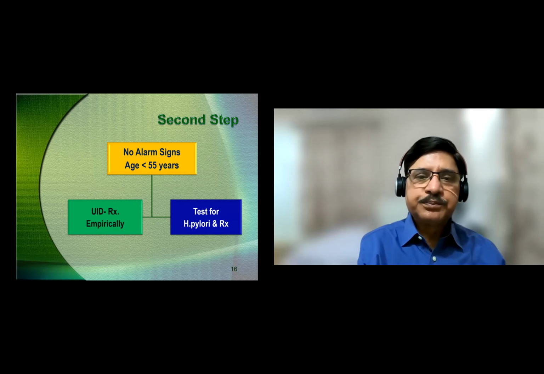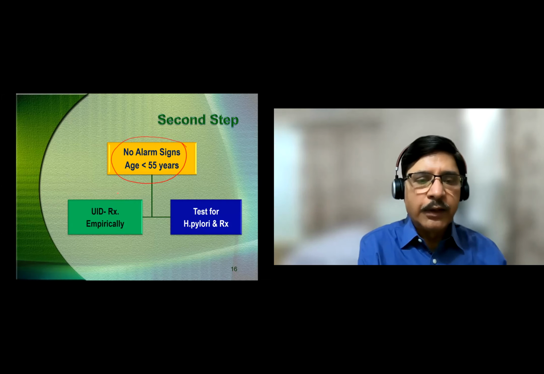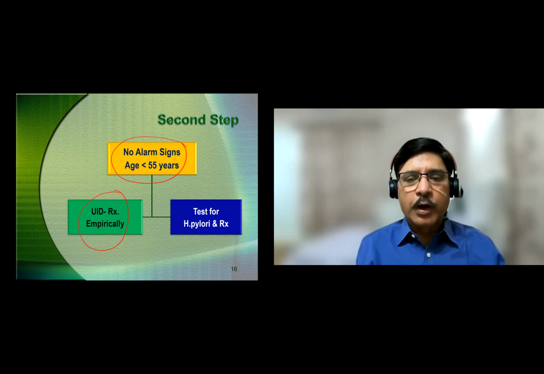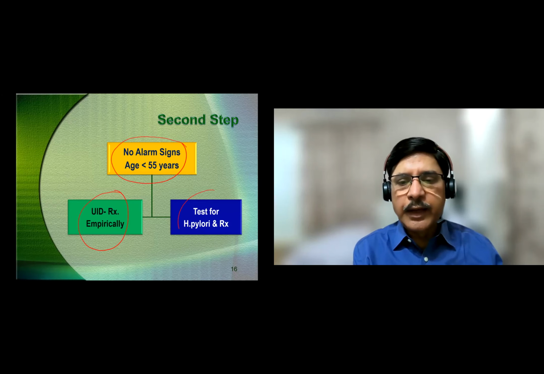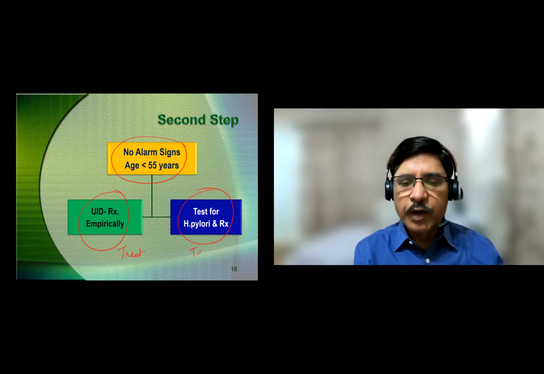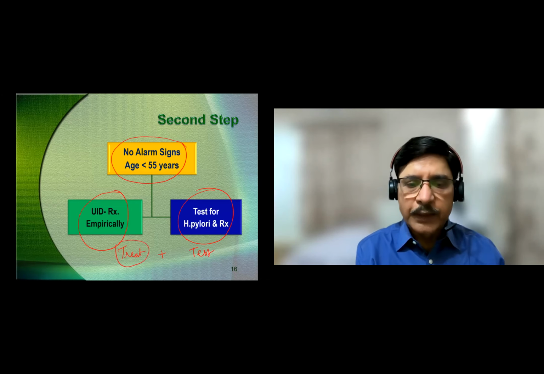Okay, I have got a patient who is less than 55. He has no alarm signs. I can treat him as uninvestigated dyspepsia empirically with proton pump inhibitor. And if not responding, I test for the H pylori. This is treat and test. This is one option. Or you can test and treat. Both are allowed. This is the usual practice. Treat and if not resolving, test.